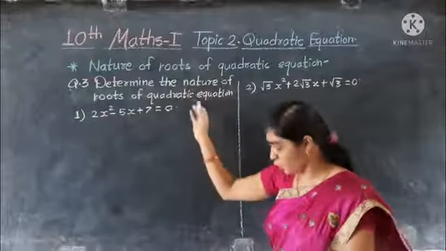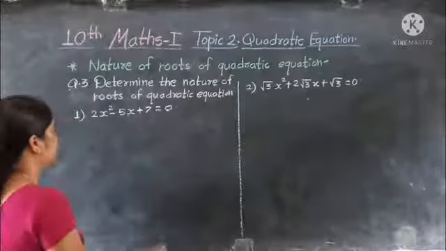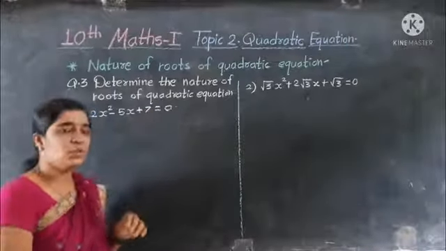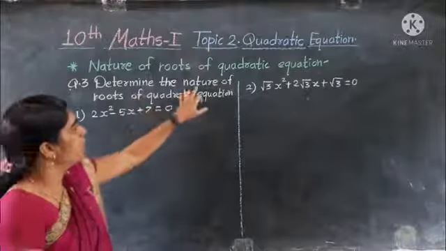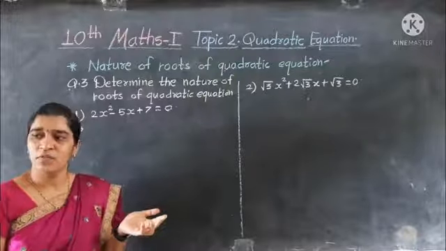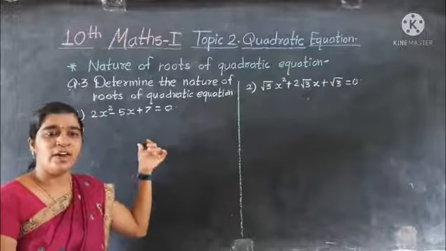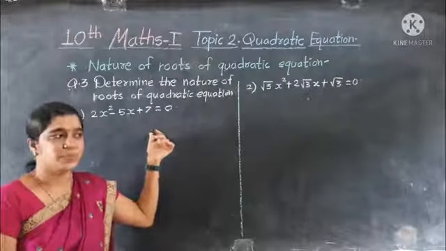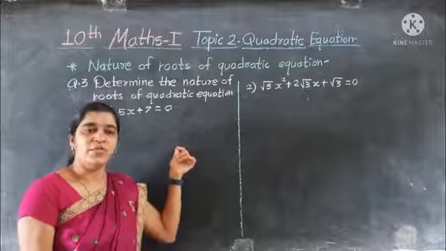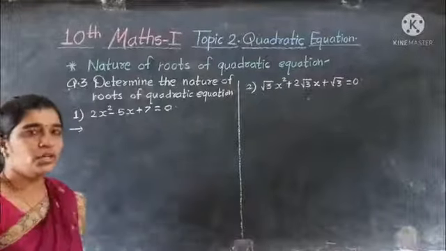See question number 3. Determine the nature of roots of the quadratic equation. What is the equation given? 2x square minus 5x plus 7 is equal to 0. For finding the nature of roots, we have to find the value of the discriminant, b square minus 4ac. So we first find the discriminant, and for that we first find the values of a, b, c. So first we compare and then find the values of a, b, c, and from a, b, c we find b square minus 4ac, and from that we find the nature of the roots.